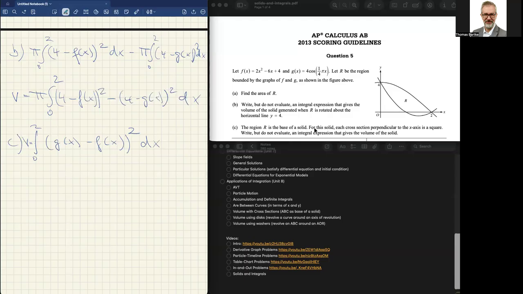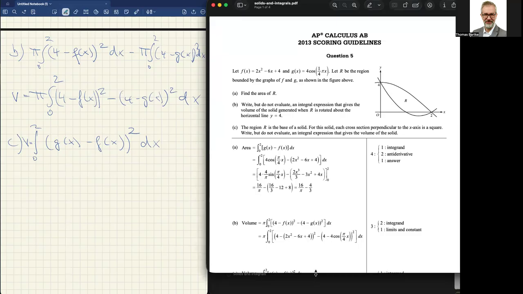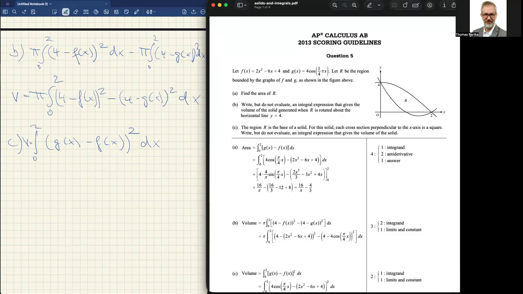And let's see, anything else here? Write but do not evaluate an integral expression that gives the volume of the solid. So that's it. In this case, A was the far more extensive part of the problem that took a lot of time. And the other parts here are faster and simpler. So starting from B and C, you can write the expression as the actual functions, or you can write it in this format as we have. Either one is acceptable and gives you the full points.